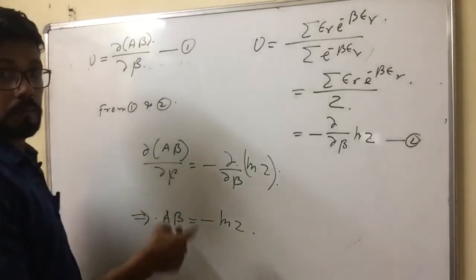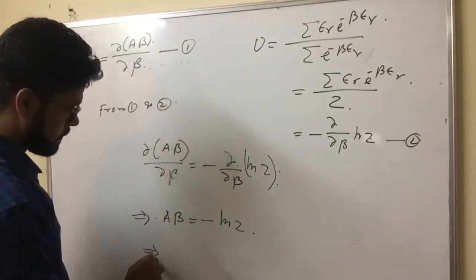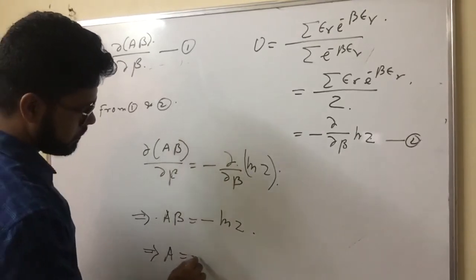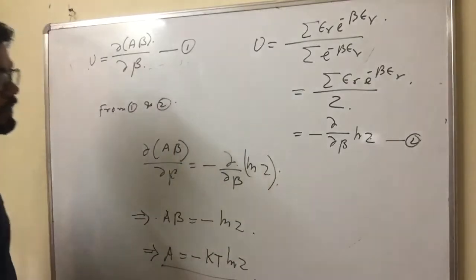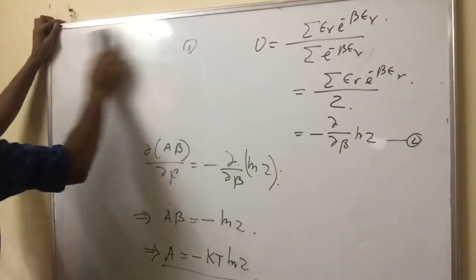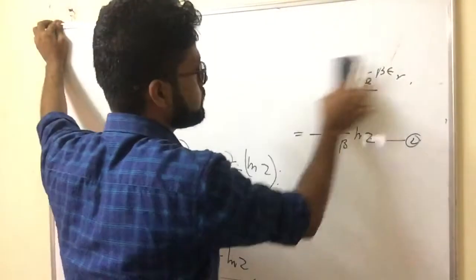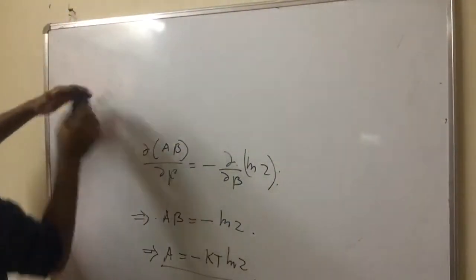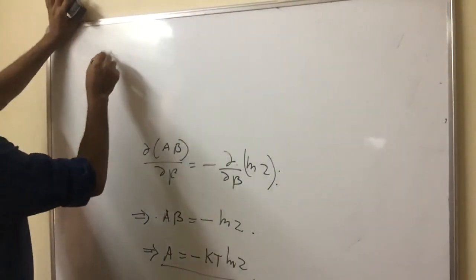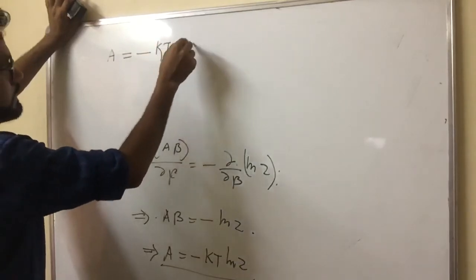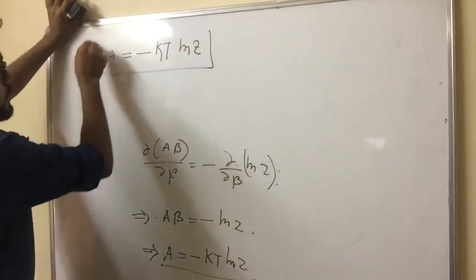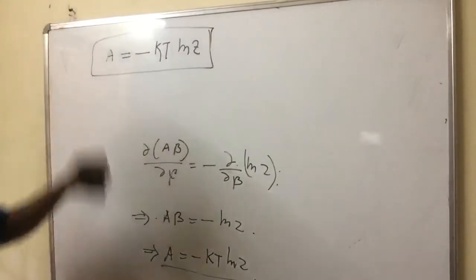Beta means what? 1 by kT. So free energy equals minus kT ln z. Remember this formula. Now what we are getting, free energy of a system is equal to kT ln z. This is very, very important in exam.